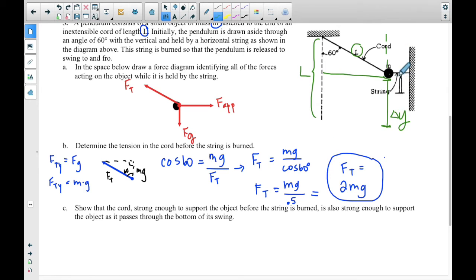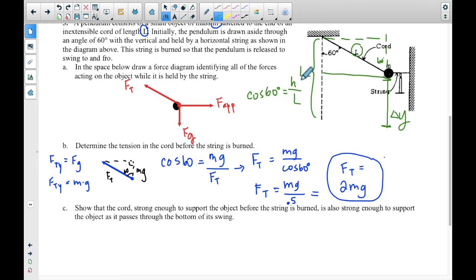For this piece, go back to our SOHCAHTOA for just a second. This is our 60 degrees here. This piece is going to be cosine again. The cosine of 60 degrees is adjacent over hypotenuse. The adjacent is what we're looking for. Let's call that H again, over the hypotenuse, which is L.